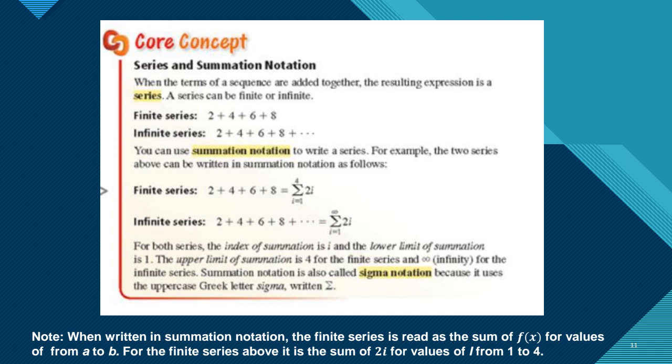And you can use summation notation to write a series. So for example, the 2 series above can be written in summation notation as follows. A finite series, so 2 plus 4 plus 6 plus 8, equals the sum of 2i for the values of i equals 1 to 4. And the infinite series can be written as the sum from i equals 1 to infinity of 2i.